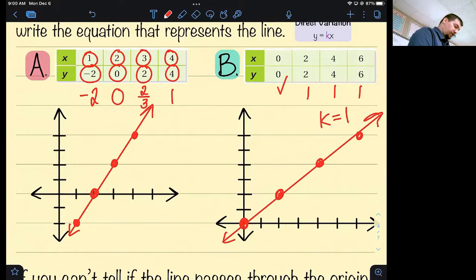So this is a direct variation. The last one was, I didn't answer the last one. The last one's not a direct variation. This one is. DV stands for direct variation. This one is a direct variation. What would the direct variation equation be?